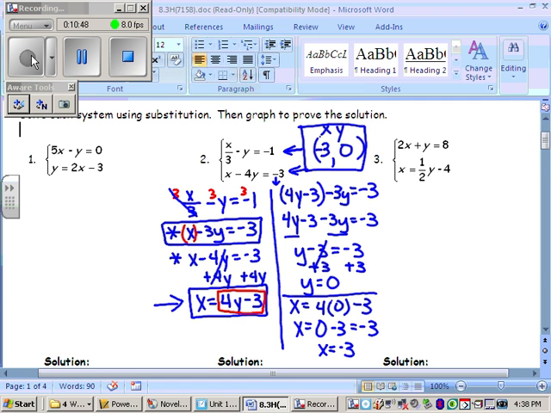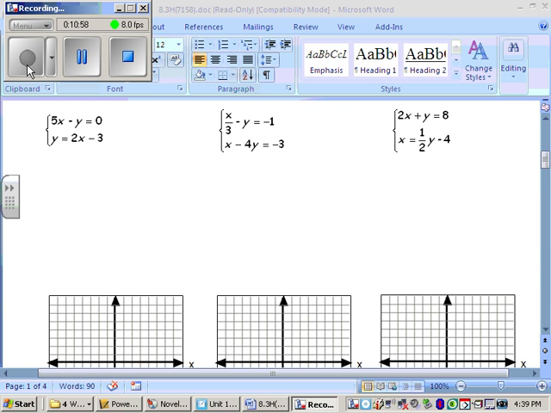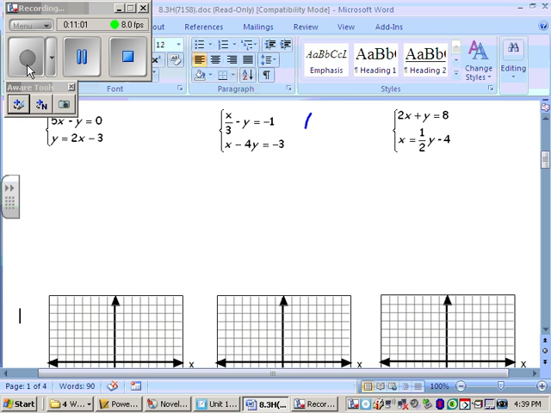Now we're going to go ahead and scroll down and graph these two equations to see whether or not, in fact, negative 3, 0 is the solution. Okay, so our goal is to see whether or not the solution for the second system of equations is negative 3, 0. So we need to graph these two equations.